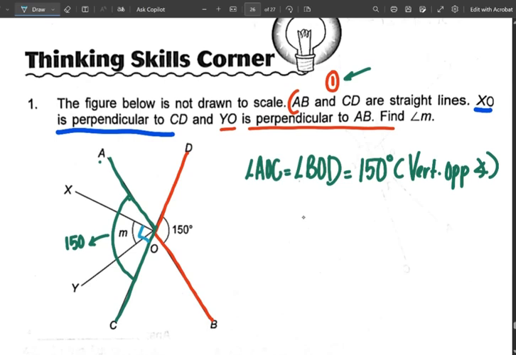Then what is the other one that I have? YO is perpendicular to AB, right? Where's YO? Y to O, correct? Y to O is perpendicular to AB. That means there is an overlapping over here. Am I making sense?